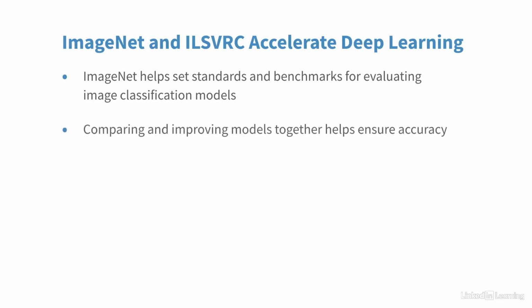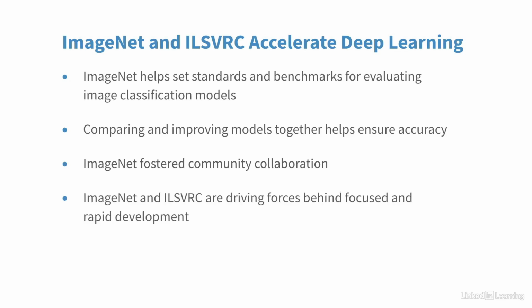Other datasets, such as CIFAR and MNIST, were available before ImageNet, but they were much smaller and far less diverse. ImageNet provided a massive dataset of labeled images, which allowed researchers to train deep neural networks to recognize and classify objects with unprecedented accuracy.